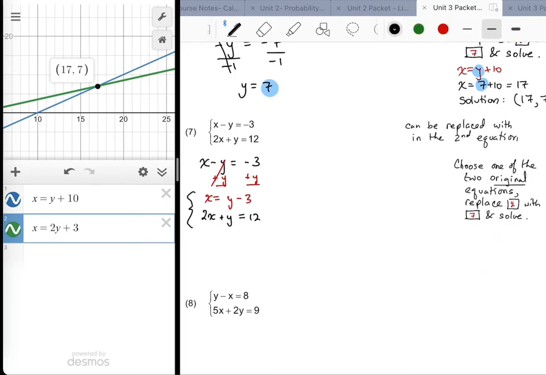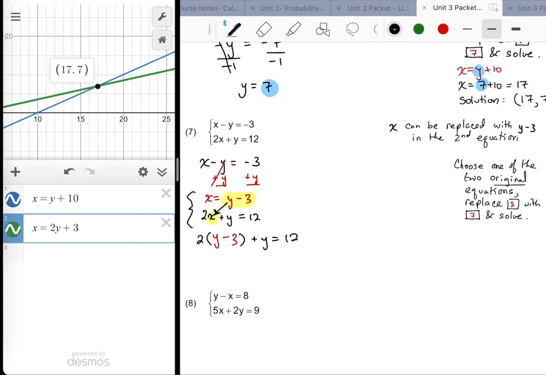So I'm looking at my system of equations and saying, okay, X is the same thing as Y minus 3. So Y minus 3 and X are the same thing as one another, which means that the X in my second equation can be replaced with a Y minus 3. So 2, instead of the X, I put a Y minus 3.